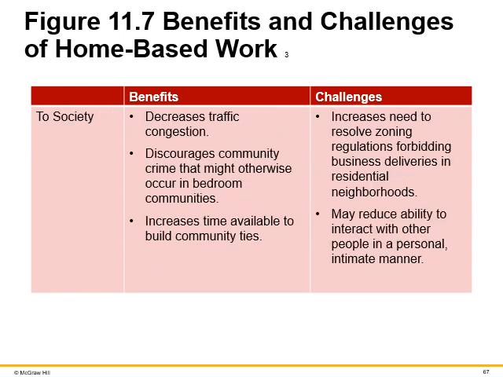And again, this is one last slide that talks on figure 11.7 about the benefits and challenges of home-based work. Think about how there's benefits to society, say for instance, decreased traffic congestion, or from a challenging standpoint, it increases the need to resolve zoning regulations for business deliverables in residential neighborhoods. So lots of things to consider, and it's all gone over in the text on page 296.